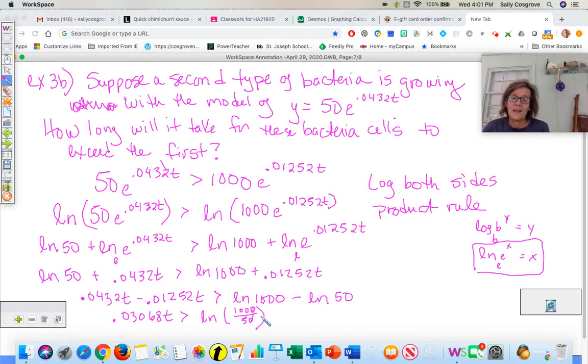Okay. Now we can divide both sides by 0.03068. So when I do that, I'm going to divide this side by 0.03068, and I'm going to divide this side by 0.03068.